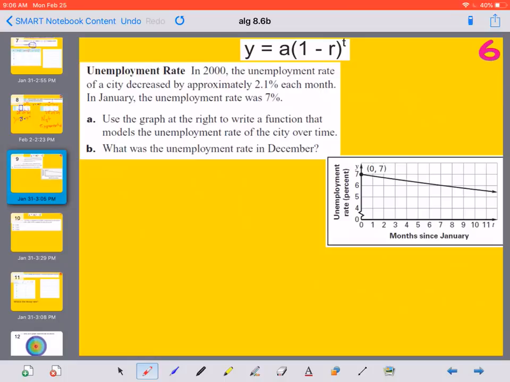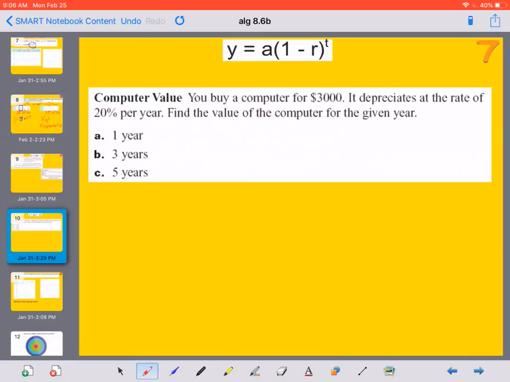Alright, we're going to skip this one for now and go on to slide 7. Now we have y equals a times 1 minus r to the power t. Now this is an exponential decay equation. So when we have an exponential decay, what we are going to do is use this equation to solve it.